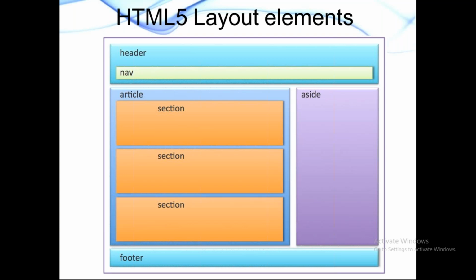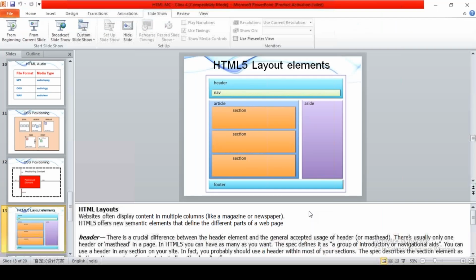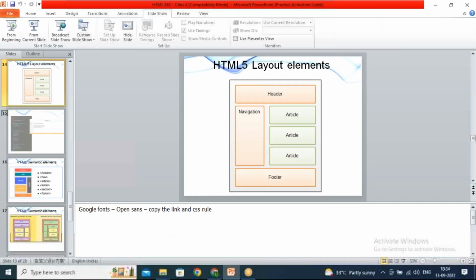Sometimes the navigation also might appear above this article. So the header might contain only the logo and the company name. If you look at this layout, at the top you have the header, and then the navigational links, and next to the navigational links you have all the articles and then a footer element. If you look at an example, let's say you open the Google home page.